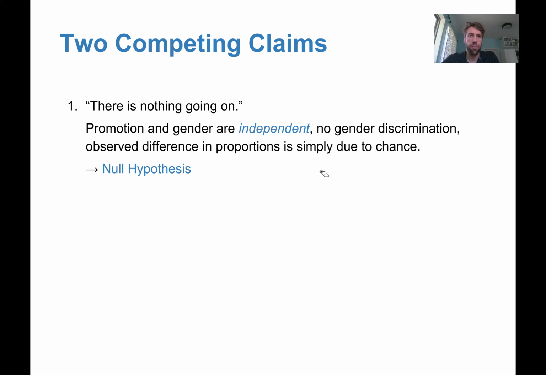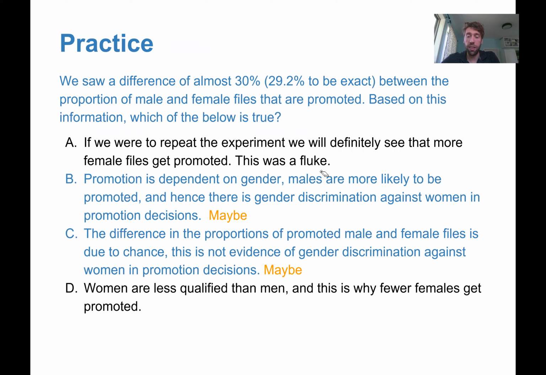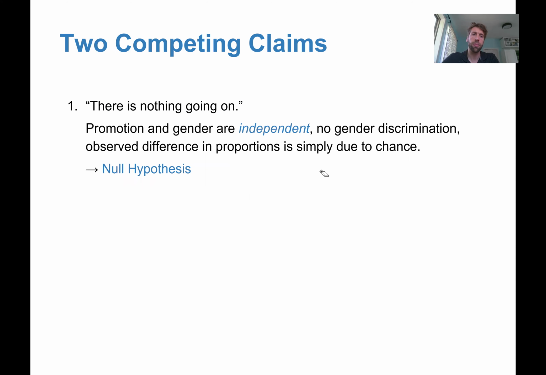So there's two competing claims. B and C give us two competing claims that are both possible, and we're going to try to find a way of determining which one seems more likely. One claim is that there's nothing going on, and that claim is universal, basically. In our situation, you might say promotion and gender are independent. No gender discrimination, observed difference in proportions is simply due to chance.